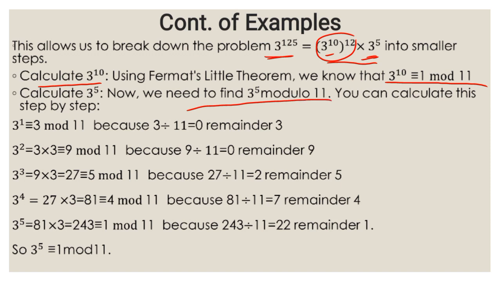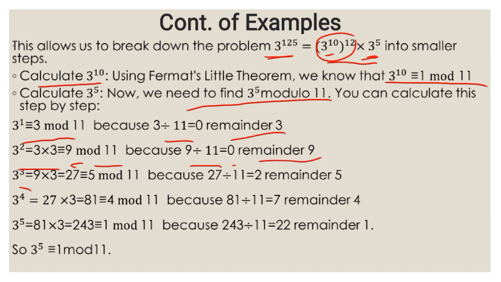What would we get? You can calculate it step by step. When 3 is raised to the power 1, what do you get? You get 3 modulo 11, because if I take 3 and divide it by 11, it will go 0 times, and my remainder will still be 3. What of 3 raised to the power 2? It will be 3 times 3, which is 9. Divided by 11, what do you get? It will go 0 times, remainder 9.